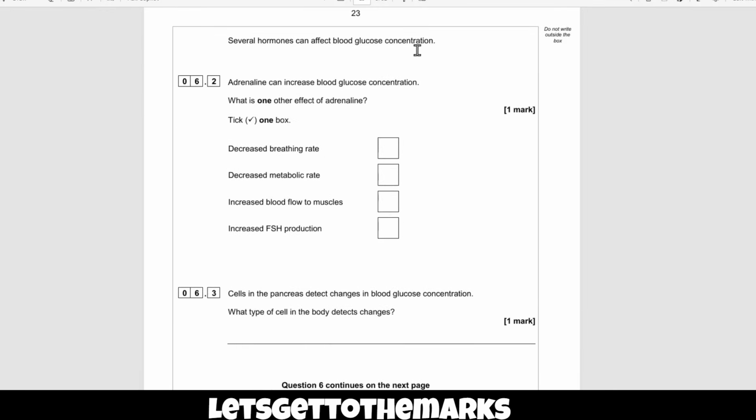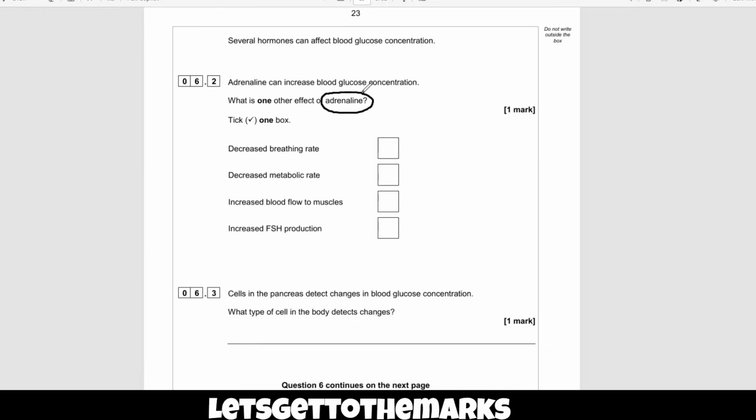Several hormones can affect the blood glucose concentration. Adrenaline can increase the blood glucose concentration. What is one other effect of adrenaline? When adrenaline is released into your blood, does it make you breathe slower and calmer? Does it slow down your metabolic rate? Does it increase the number of eggs maturing? Or increase blood flow to the muscles? It's known as the fight or flight hormone.